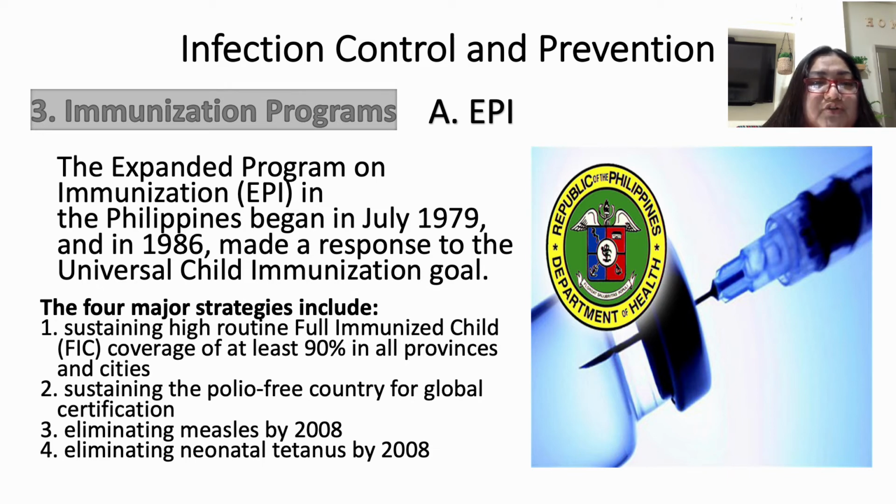So, what are the major strategies? One, high routine fully immunized child, at least 90% in all provinces and cities. Second, sustain the polio-free country, because we are already polio-free. Third, hopefully eliminate measles. That goal was set by 2008 already. Fourth, the same with eliminating neonatal tetanus. Same, it has been a goal since 2008.